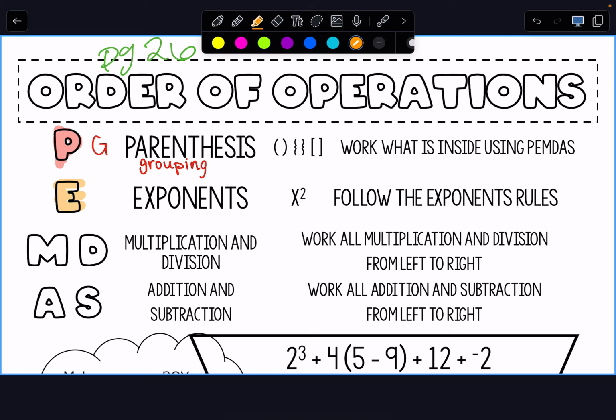E is for exponents. Now, we haven't talked a lot about exponents in here, but I know that you've talked about exponents before because I've seen my 6th grader do his homework and he knows about exponents.